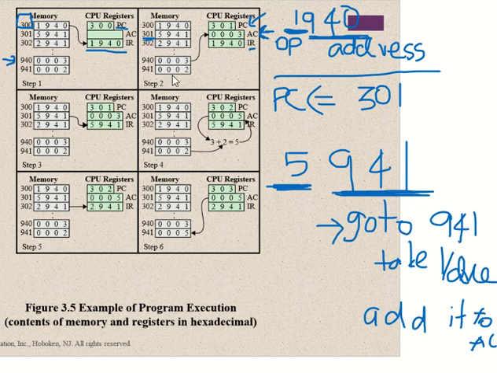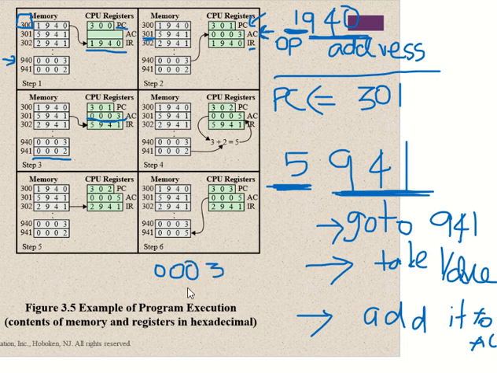So here I'm in step 3. Go to 941. 941 contains what? 0002. So your 941 contains 0002. Take the value. What is the value? 0002. Add it to AC. Actually AC contains 0003.